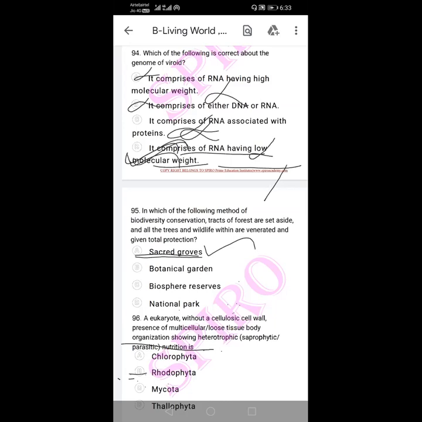So going to the next question. A eukaryote without a cellulosic cell wall, with multicellular loose body tissue organization, showing heterotrophic nutrition is. So here the clue is without a cellulosic cell wall, and they have the loose body tissue organization. That is going to be fungi. So the correct option here is Mycota.